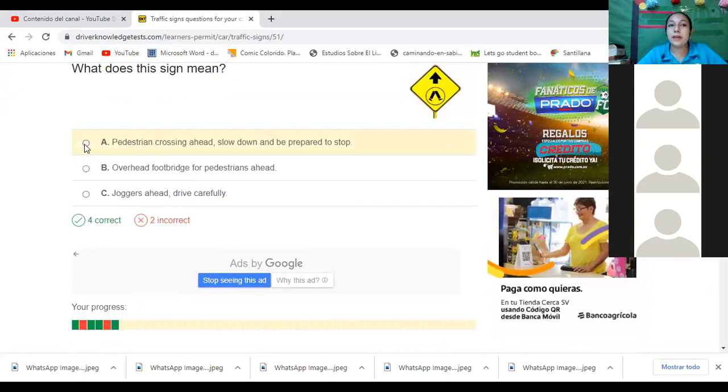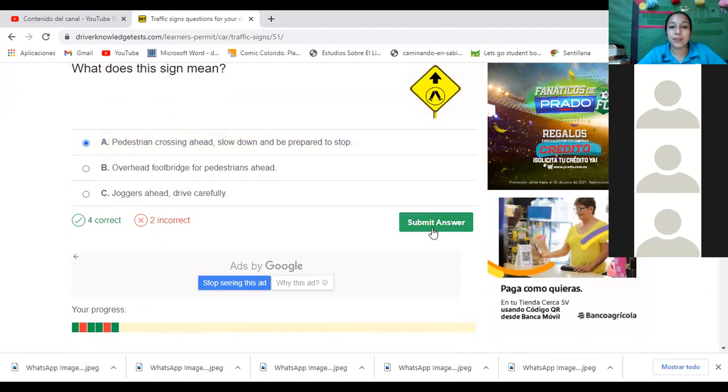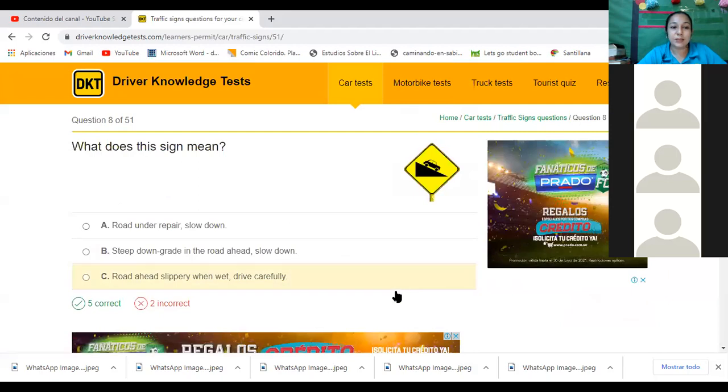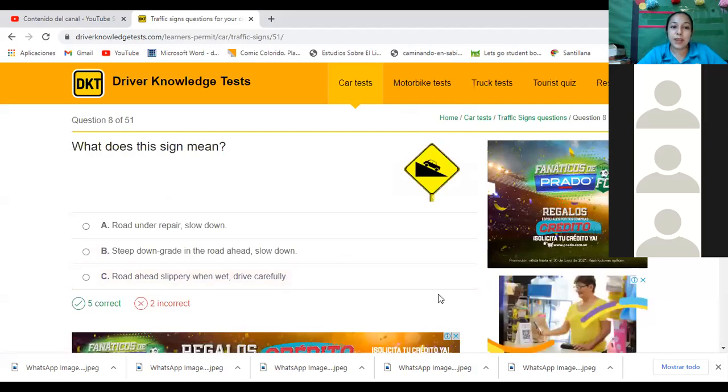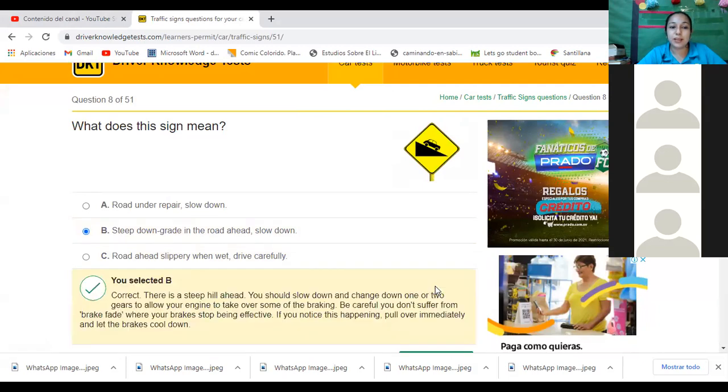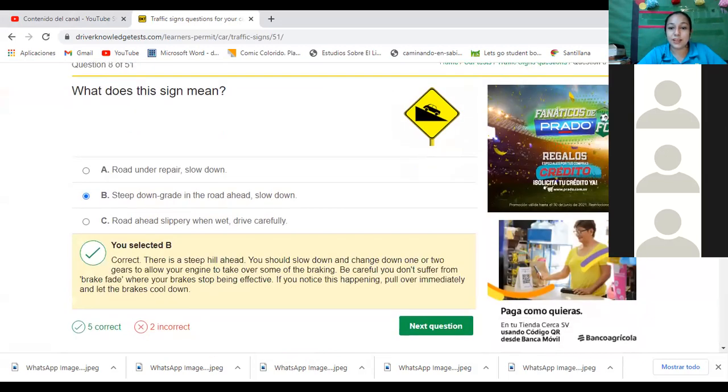We have blue, we have yellow, and we have red. In the next class, we'll discover what is the meaning of this one. Okay, this one is correct. Excellent. Okay, this part. Road under repair, a steep downgrade, road ahead slippery. Letter B, okay. So let me check. Yes, this is a steep hill. You should slow down and change down one or two gears. Okay, next one.